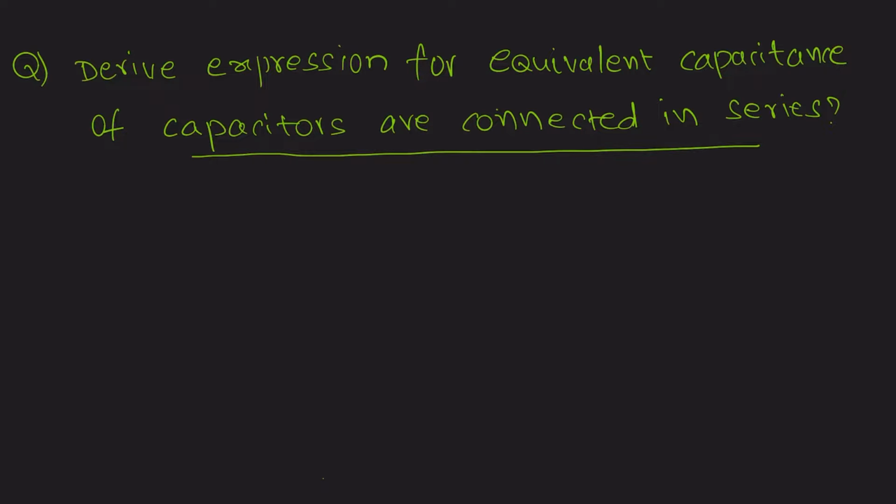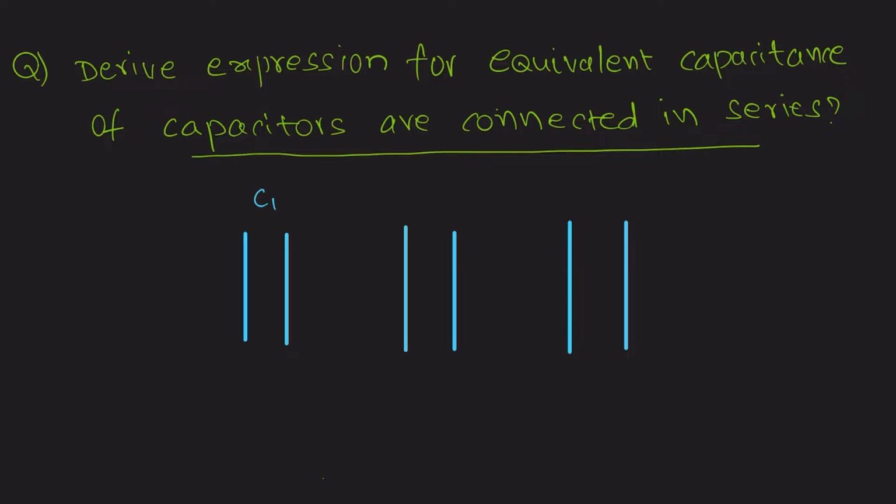So I take here 3 capacitors. We know that these are the capacitor symbols. Each capacitance is C1, C2, C3 respectively. These are connected in series, meaning one of the plates of C1 is directly connected to one of the plates of C2. The other plate of C2 is connected to one of the plates of C3. Now the remaining part of C1 is connected to the battery.